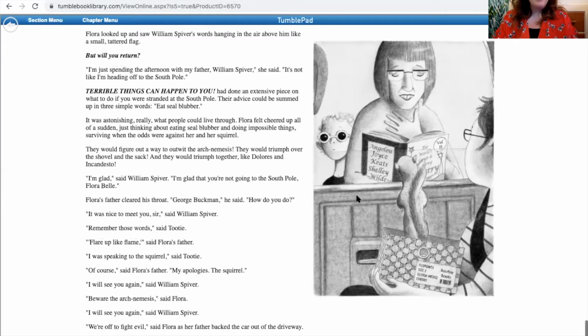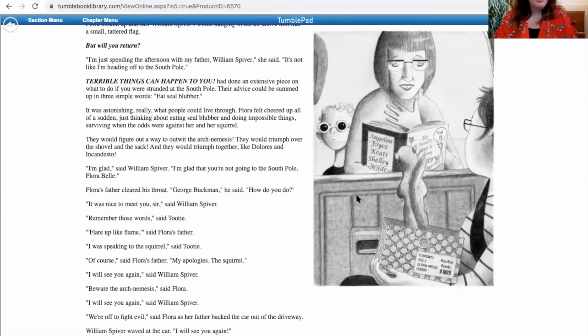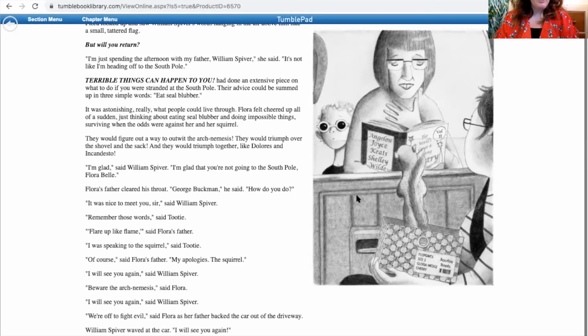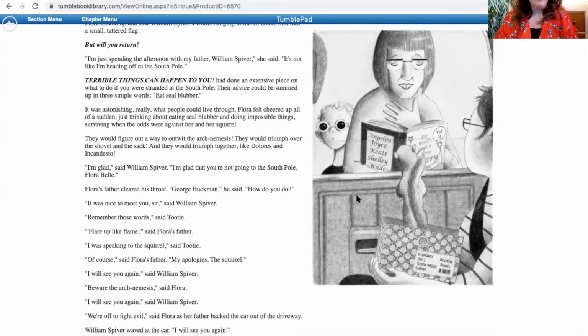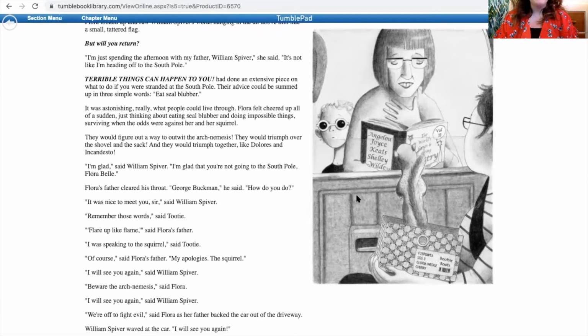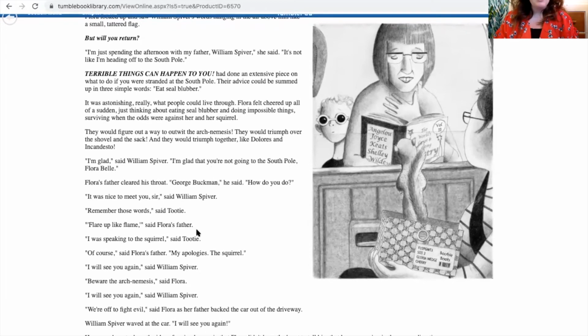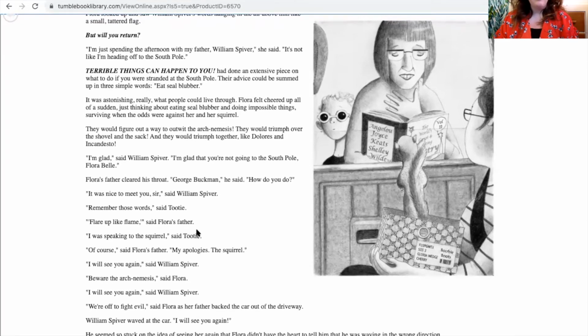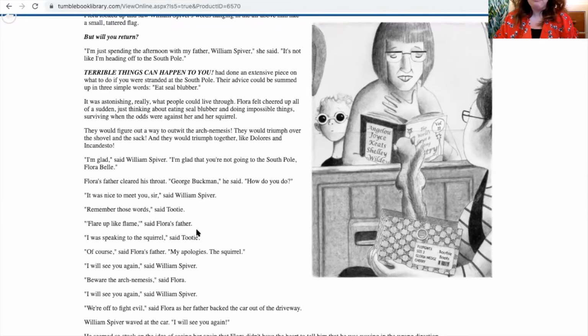"I will see you again," said William Spiver. "Beware the arch nemesis," said Flora. "I will see you again," said William Spiver. "We're off to fight evil," said Flora, as her father backed the car out of the driveway. William Spiver waved at the car. "I will see you again." He seemed so stuck on the idea of seeing her again that Flora didn't have the heart to tell him that he was waving in the wrong direction.